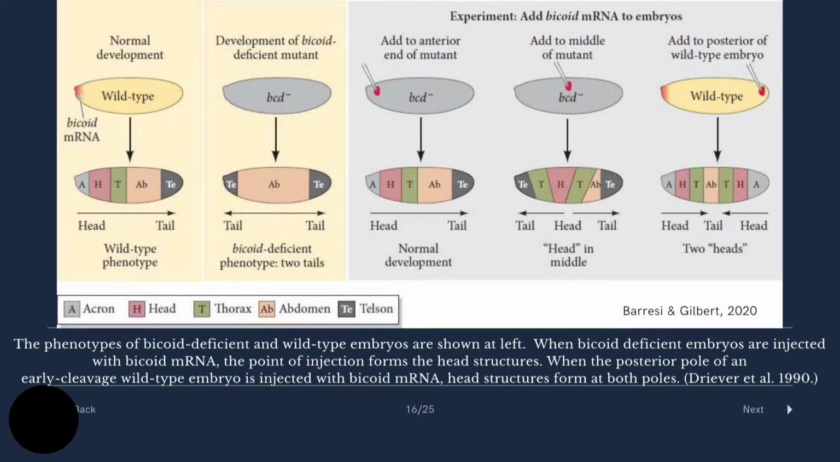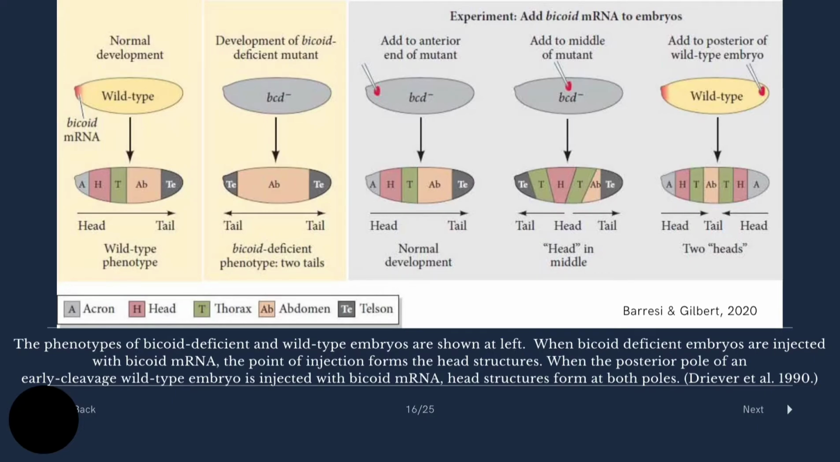The left one shows the normal development, in which a wild type embryo which already possessed bicoid mRNA resulted in the formation of a normal wild type phenotype with the acron at the anterior terminal region, followed by the head, followed by thorax, followed by abdomen, and finally the tail region with telson. And the next diagram, the second one, shows the development of a bicoid deficient mutant, that is BCD minus. It results in the formation of an embryo with two tails at both anterior and posterior ends and abdomen in the center.